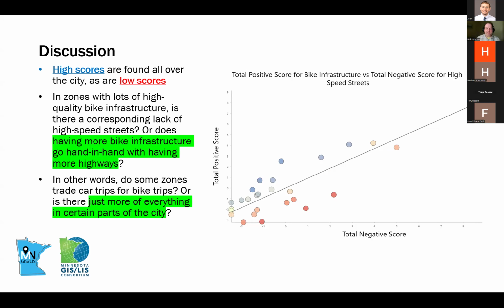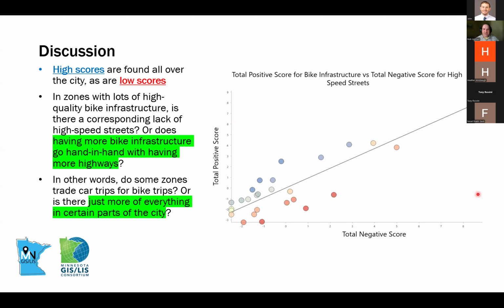What this chart here shows, this shows on the x-axis all the negative stuff. So the z-score for bad plus 2 times the z-score for very bad, all the detracting components, and on the y-axis, it has all the contributing components, the z-score of good stuff plus 2 times the z-score of very good stuff. We have a very strong positive relationship here. The correlation coefficient is 0.87. And you can see that there's nothing in the top left. There is nothing that is like a bike utopia with a complete lack of high-speed streets. That upper left quadrant is totally empty. Same with the bottom right quadrant.